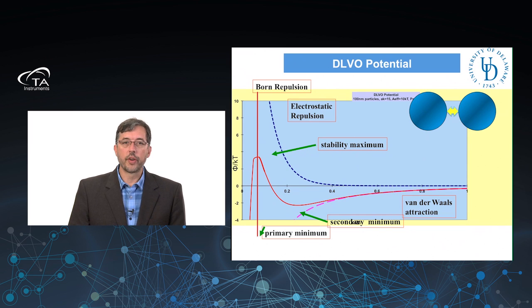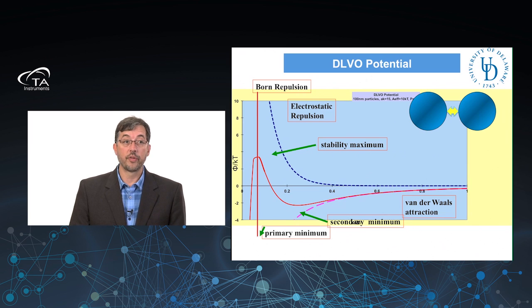So when the two particles are very far apart, they don't see each other. Their interaction potential is zero. But as they come closer and closer together, that is moving from right to left across the graph, they start to feel an attraction. The overall potential that they feel is the sum of those two. That's the DLVO, and you see the red curve.